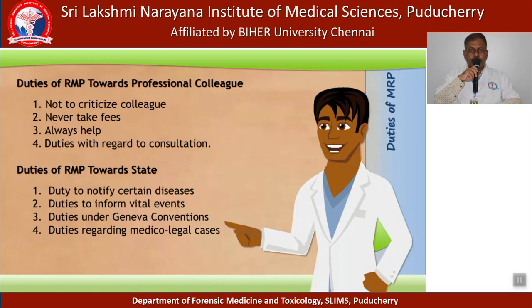Duty to notify certain diseases. Which are the diseases we can memorize, which have to be notified? Communicable diseases, like smallpox. Take the pandemic, COVID-19, smallpox, chickenpox, cholera, plague, measles, typhoid, yellow fever. That is notifiable, a compulsory duty towards the state.